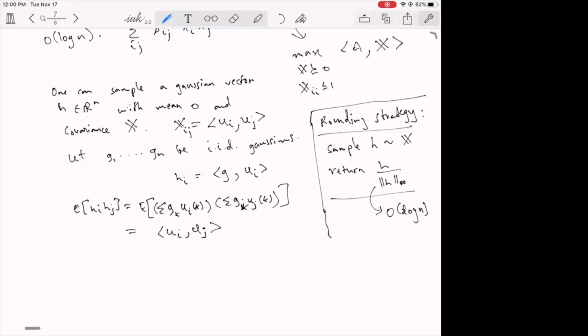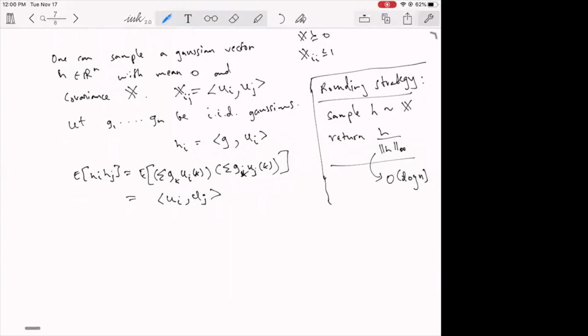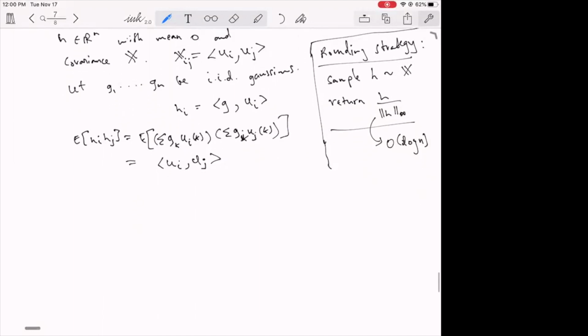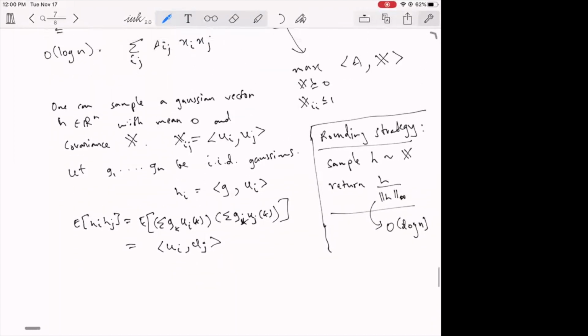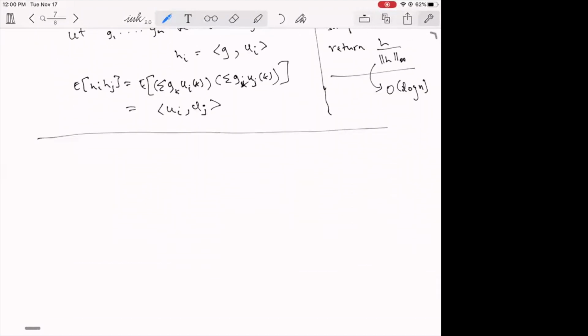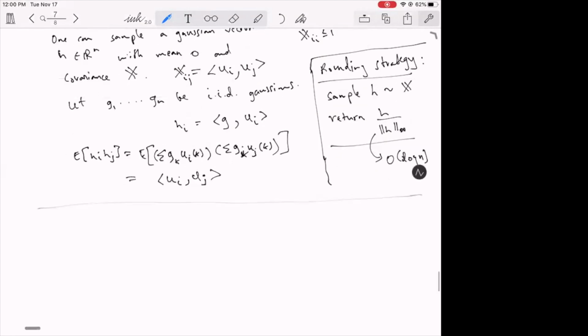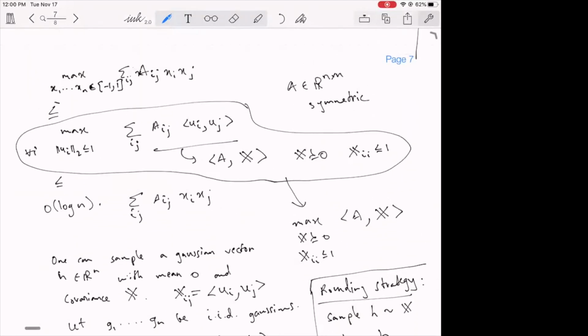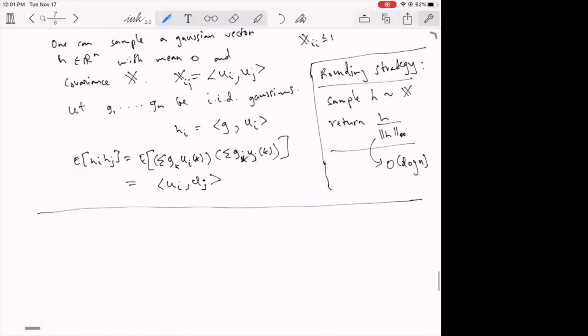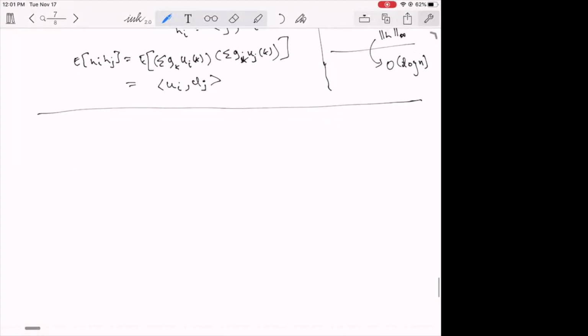Okay. So armed with this fact, let's prove the above inequality. Okay. So again, as Avi mentioned, this first inequality is trivial. You just take the vectors U_i to be the elementary vectors scaled by x_i's to show the first inequality. For the second inequality, we're going to sample Gaussians.